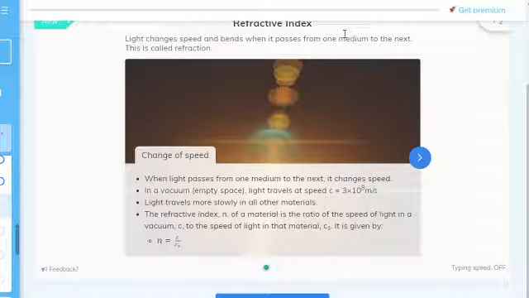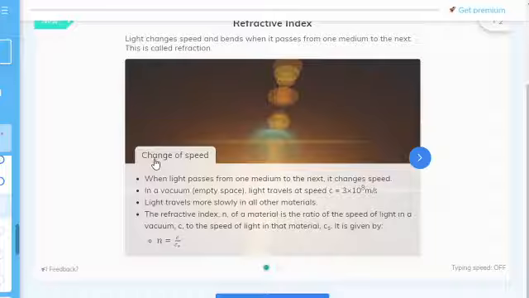This is called refraction. The change of speed: when light passes from one medium to the next, it changes speed. In a vacuum, it travels at 3 times 10 to the 8 meters per second. But in all other materials, it goes slower, because it has particles that it has to actually get through.